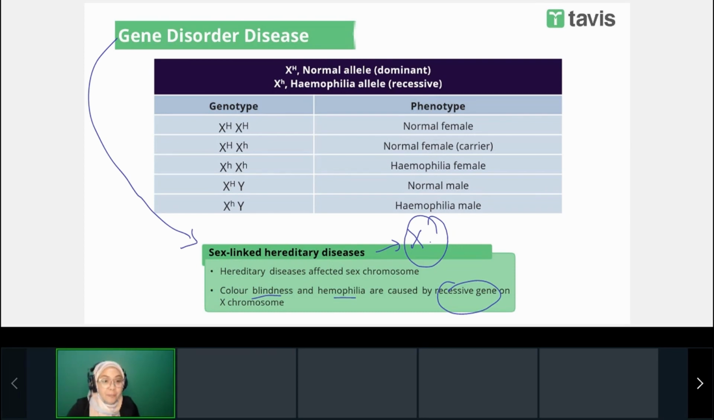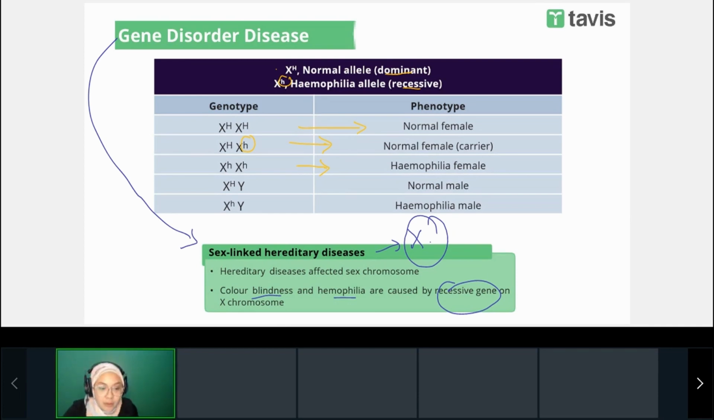Okay, another example provided over here: X^H. X is the chromosome, H is for the allele. If capital letter, it is a normal, dominant allele. Small letter, it is a recessive allele. Okay, let's see the genotype. If both alleles are dominant, it is a normal female. If one of the female's alleles is recessive, the female is a carrier. Now if the female has both recessive alleles, then the female is going to have hemophilia as well.